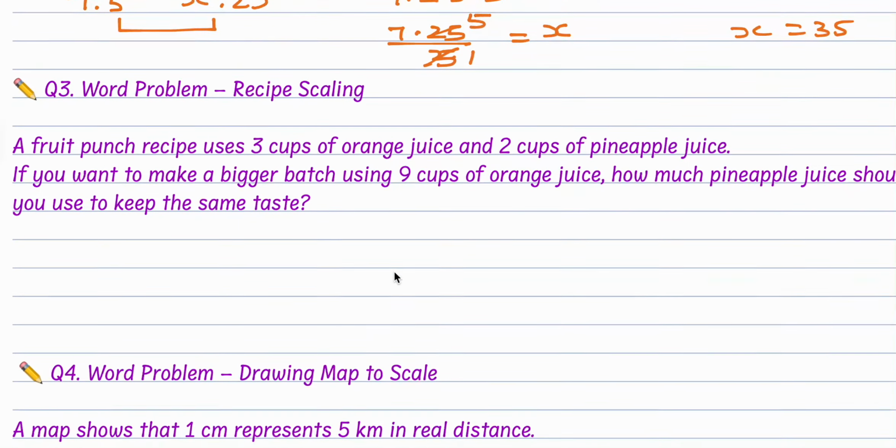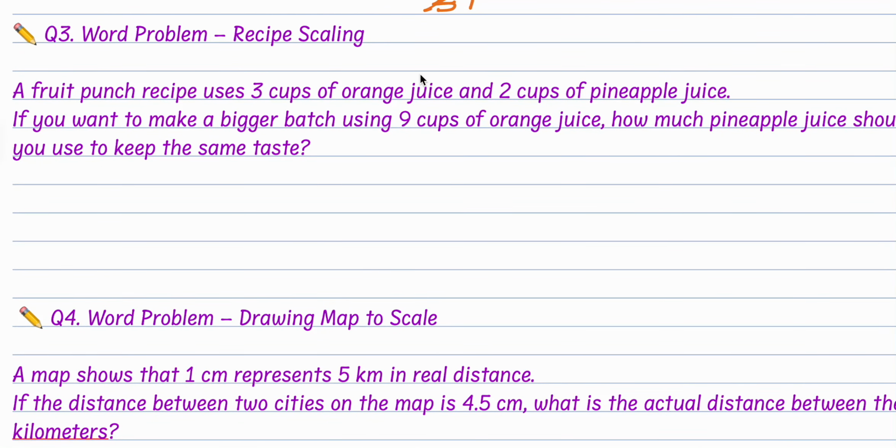Okay, now let's come to the next question. Recipe scaling. A fruit punch recipe uses 3 cups of orange juice and 2 cups of pineapple juice. That means the ratio is 3 is to 2. 3 cups of orange juice and 2 cups of pineapple juice. If you want to make a bigger batch using 9 cups of orange juice, how much pineapple juice is needed?